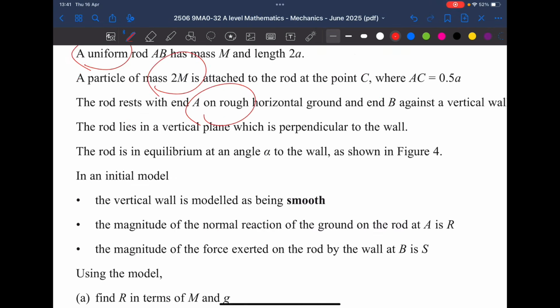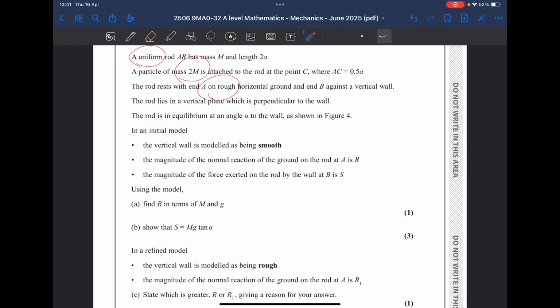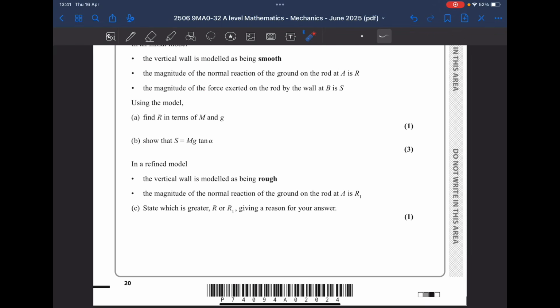Lovely, jubbly. Was that what they wanted? That was what they wanted, wasn't it? Yeah, mg tan alpha. Nice. What's going on down here then?